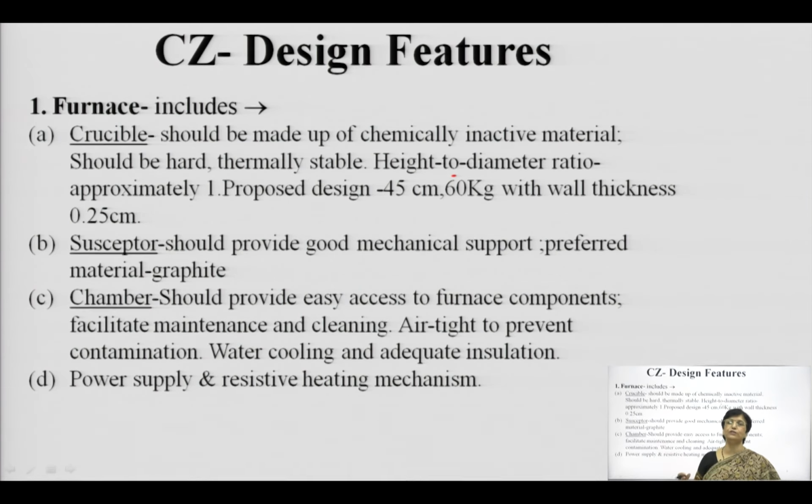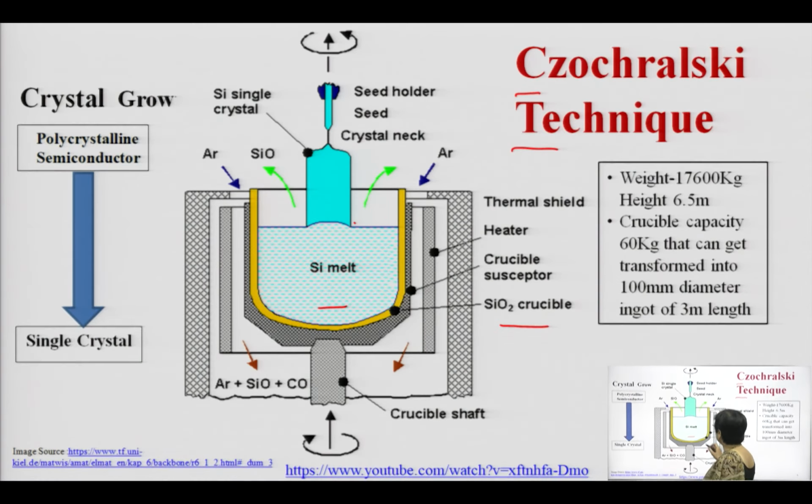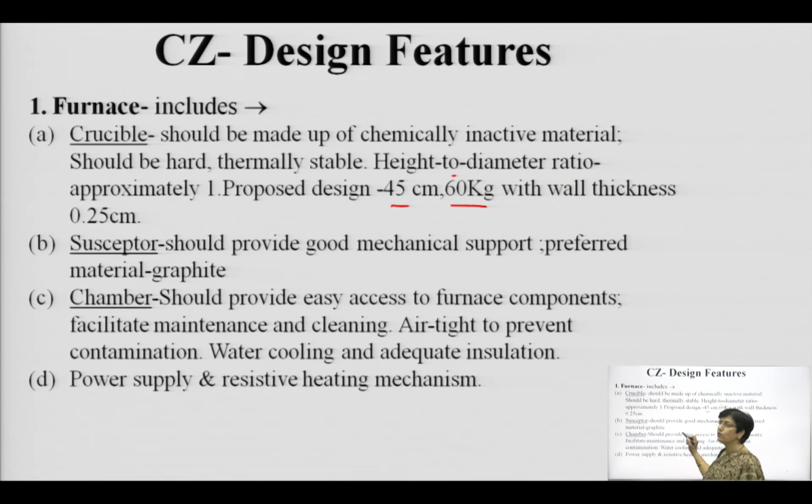There are a lot of calculations going into the dimension design, and the proposed design what is being largely used is containing approximately 60 kg of molten silicon, and the height is 45 centimeter, and the wall thickness is around 0.25 centimeter. Now this was about the crucible, and this is the susceptor which is holding the silicon. The susceptor also should provide a stable support to the crucible which is holding 60 kg of molten silicon on top of it.